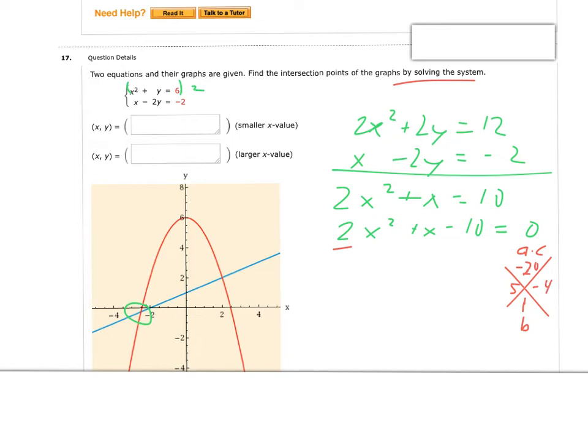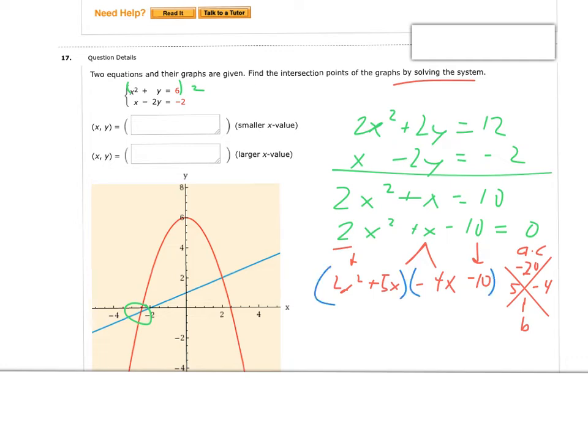And that tells me how to split up this middle piece here. So I'm going to split it up as 5x minus 4x. Now the other two pieces I'm going to just rewrite out here. So really I haven't changed it. I've just kind of rewritten it, splitting up that middle piece. Then I use factoring by grouping.